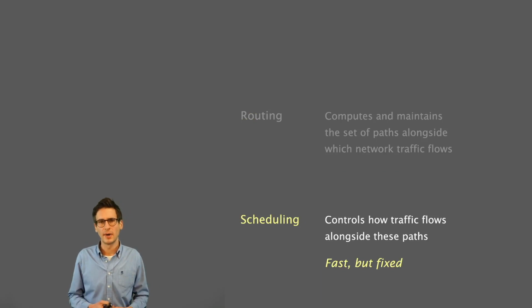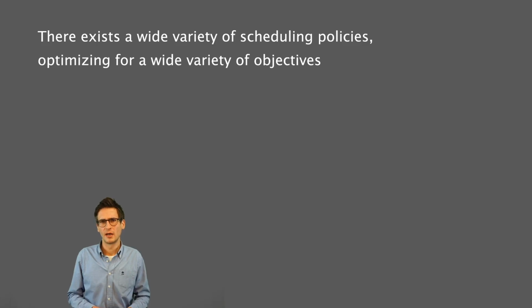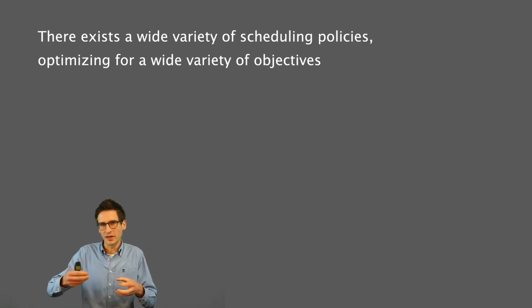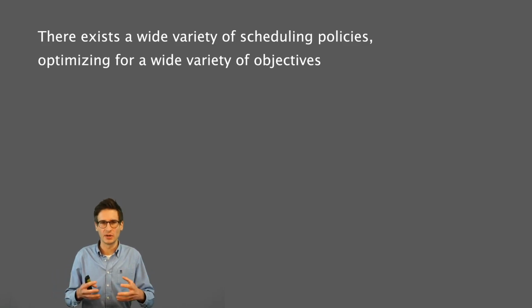So the second problem I would like to talk about in this presentation is the problem of scheduling, which I'm arguing is fast, that's good, but again, fixed, and so essentially inflexible. So how do we improve this, and what's the problem? Well, if you are network operators working in different environments, perhaps for an ISP, a data center, a wide area network, or an IXP, you will have different requirements, and hence also different scheduling objectives.